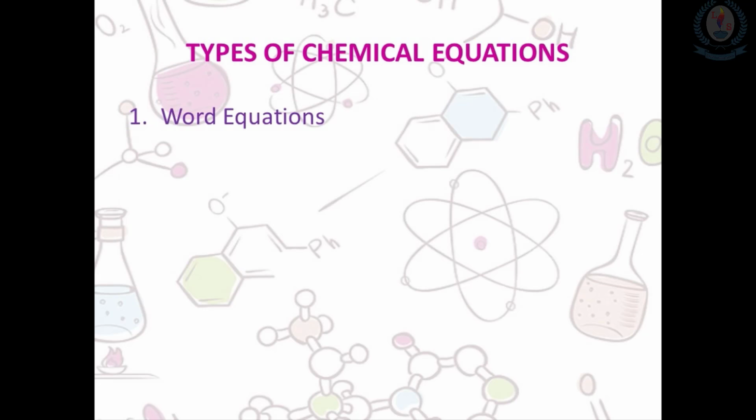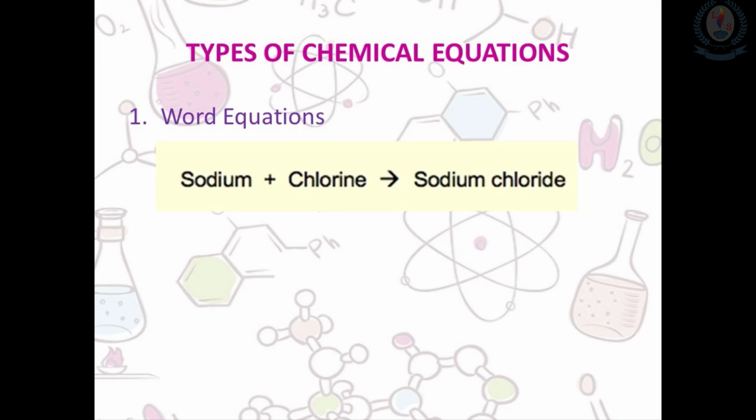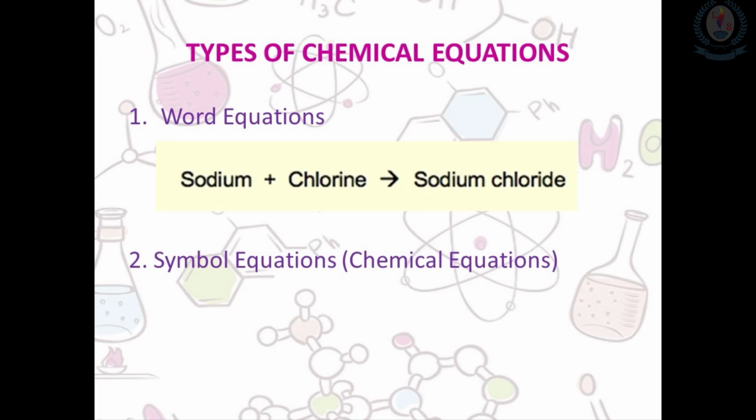Now let's identify the types of chemical equations. They are number 1, word equations. The example is sodium plus chlorine yields sodium chloride. It is written using the names of the reactants and the products. Then the second type of chemical equation is symbol equations, which are generally referred to as chemical equations. According to the example, a symbol equation is written as Na plus Cl2 yields 2NaCl.